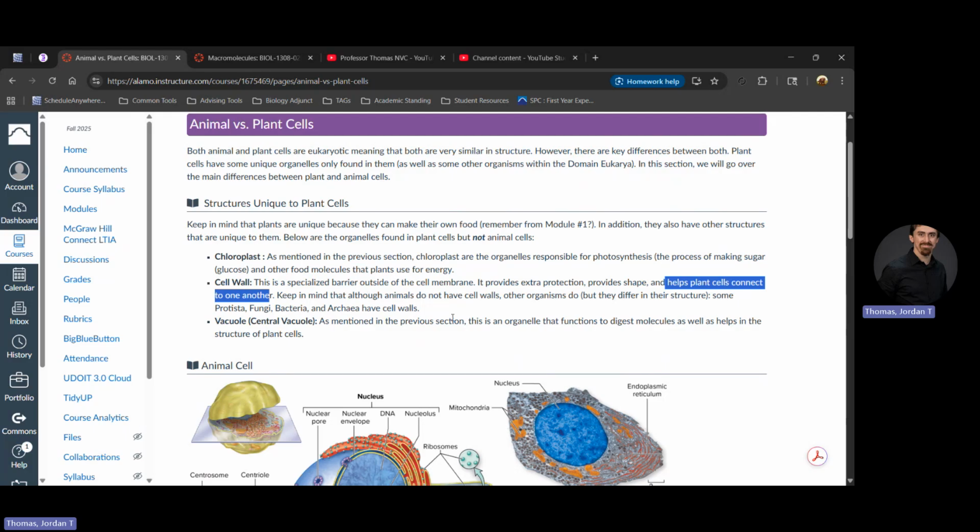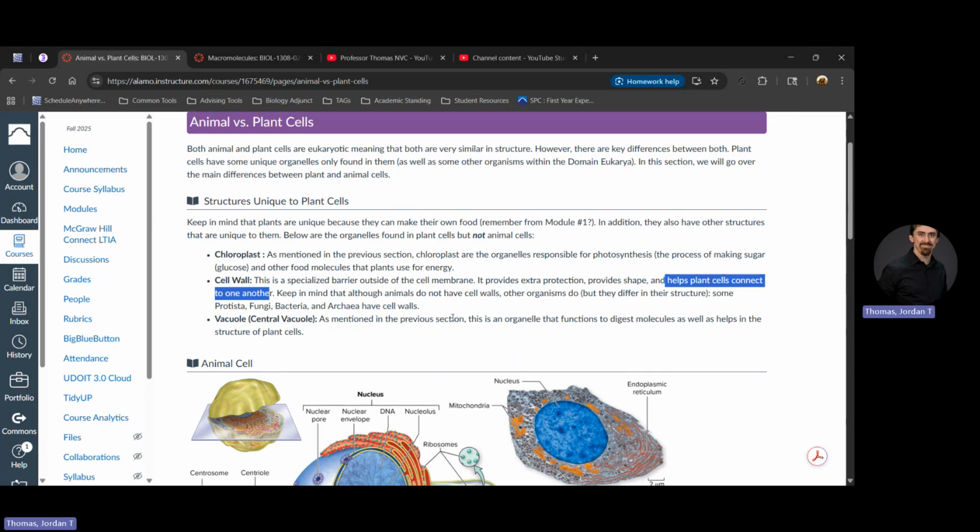Keep in mind that although animal cells do not have cell walls, other organisms do. Some protista, fungi, bacteria, and archaea still have cell walls, though all of them have different types of cell walls, composed of different molecules and different structures. So all plants have a cell wall that provides protection and shape, and helps them connect with other cells.